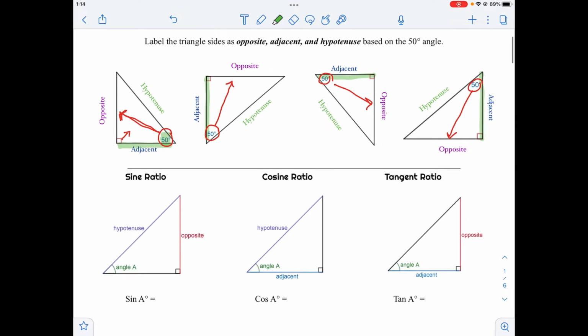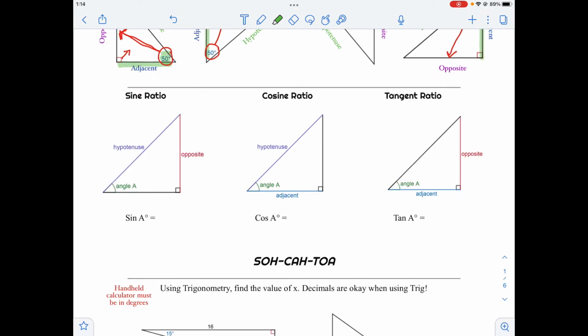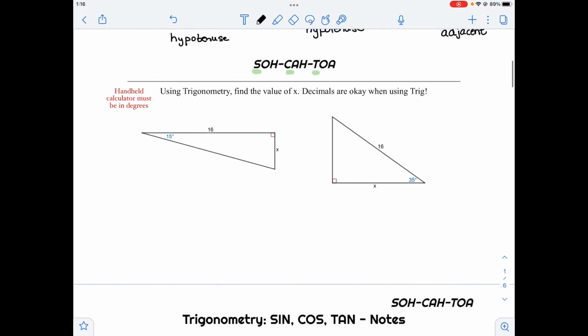These are ratios. We use an acronym, SOHCAHTOA, and we have the beginning letter of each one help us with sine, cosine, and tangent. And then the OH and AH and OA help us remember the relationship of the ratio. I'm going to try a few and see what we can find.